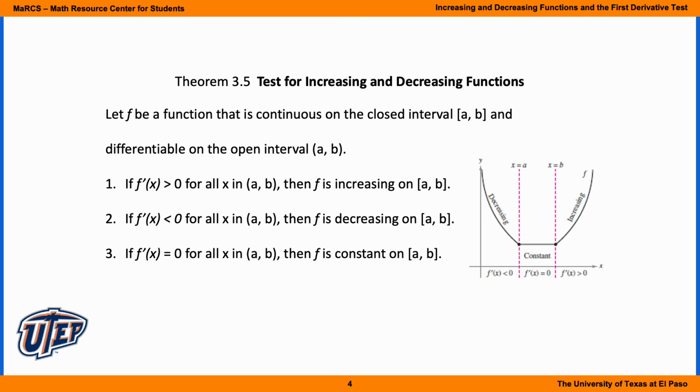Now we will be introducing Theorem 3.5, the test for increasing and decreasing functions. So we let f be a function that is continuous on the closed interval [a, b] and differentiable on the open interval (a, b). If the derivative f prime of x is greater than 0 for all x in the open interval (a, b), then the function f is increasing on the closed interval [a, b]. If the derivative f prime of x is less than 0 for all x in the open interval (a, b), then f is decreasing on the closed interval [a, b]. Lastly, if the derivative is equal to 0 for all x in the open interval (a, b), then the function f is constant on the closed interval [a, b].